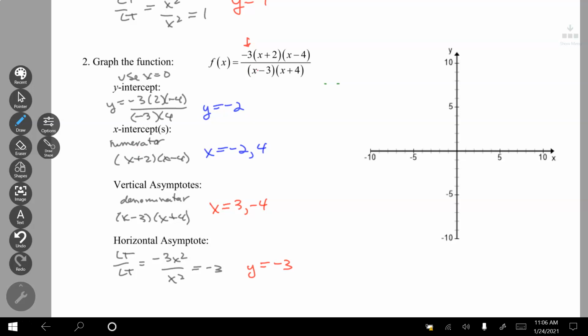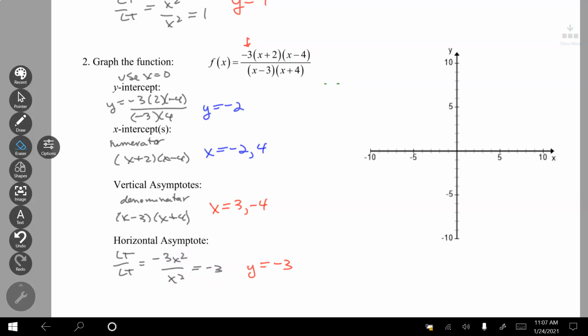My x-intercept comes from the numerator. -3 doesn't have an x, I don't have to worry about it. So I took my numerator, I found 2 values, x equals -2 and 4. Those are the x-intercepts. My VAs are from the denominator. So I took my denominator, which is already factored. I got x equals 3 and -4, the 2 VAs. And I did leading term over leading term. And don't forget about this -3. So the leading term on top would be -3x squared. And on the denominator it's x squared. So -3x squared over x squared is just -3.